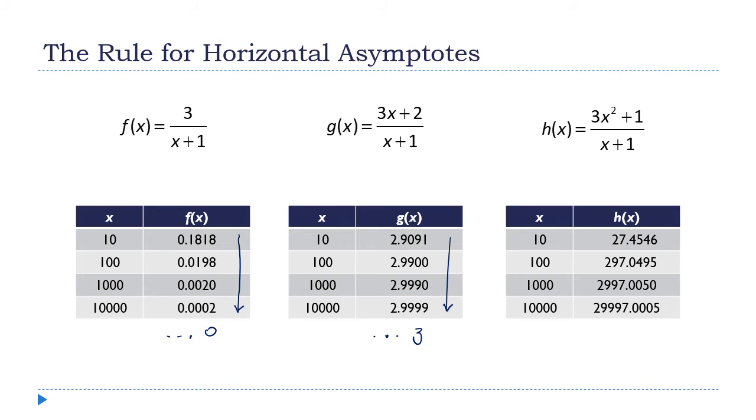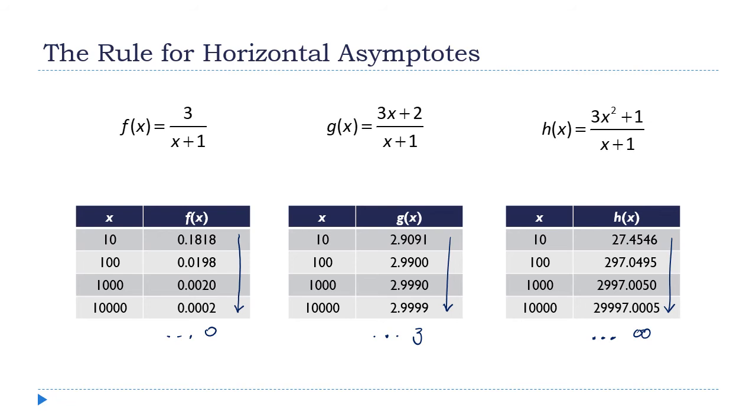All right, now what's happening with h? With h, I got nothing. Started off at 27, then we had a jump to 297, then we had a huge jump to 2,997, then another order of magnitude jump. These numbers are not settling down. The way we would phrase this is, these numbers are going off to infinity. That's how I would describe it.